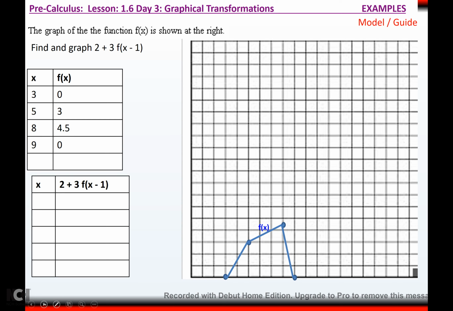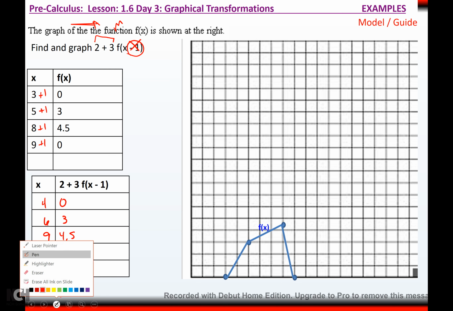Alright, this one we have, again, two things happening to y, so we're going to multiply before we add, and one thing happening to x. Again, it doesn't matter what order you go in, I just like doing my x's first. So I'm going to add 1 to all my x's. That gives me 4, 0, 6, 3, 9, 4.5, and 10, 0. And that's done. Out of the 2 and the plus 3, I've got to do the multiply first.